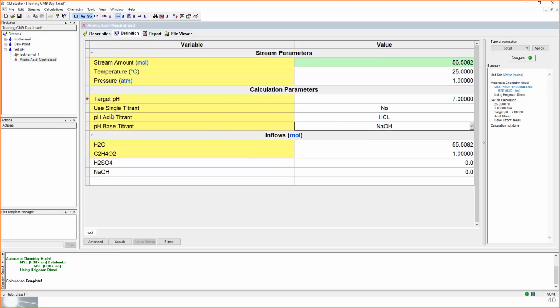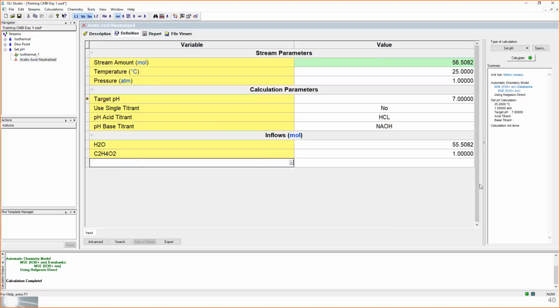So I personally prefer to use the single titrant option no. I don't change it, I just leave it like that. And the software will pick the titrant that it needs to do the neutralization. So in this case, I just want sodium hydroxide as my base. The target pH is 7. And these two components here, I don't need them anymore, so I'm going to delete them. And I'm going to go ahead and calculate.